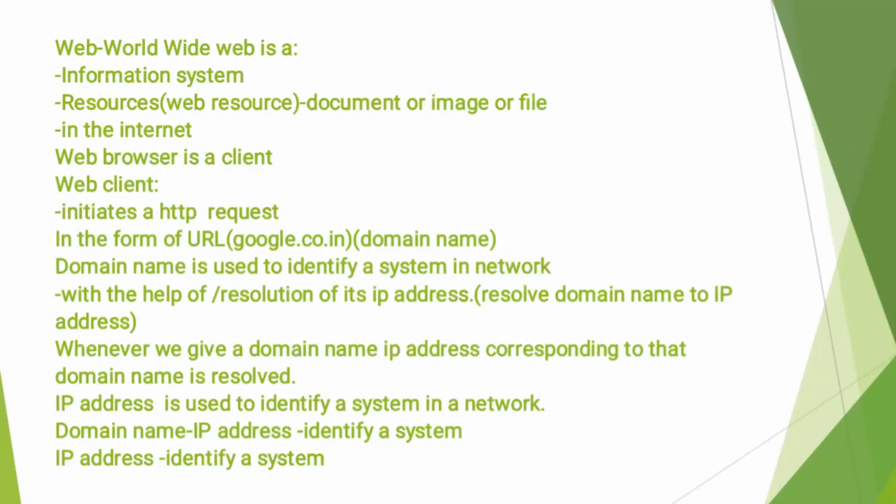So if you give something like 123.23.11.10, it will be resolved to a website, for example google.co.in. And if you give 105.18.20.11, it will be resolved to something like yahoo.co.in. Like that, a domain name is resolved into a unique IP address. This IP address is used to identify a system in a network.